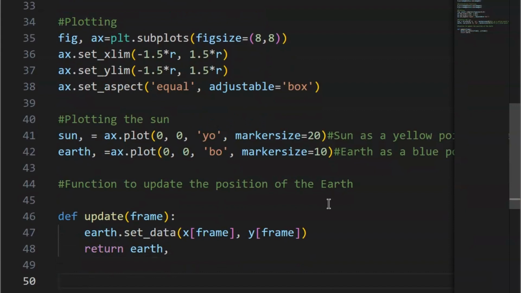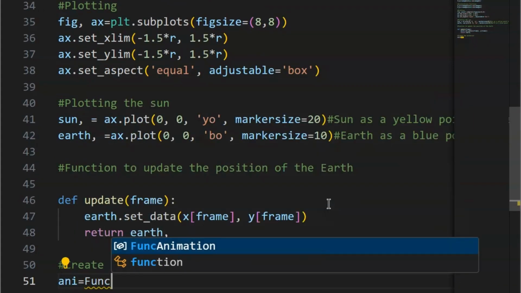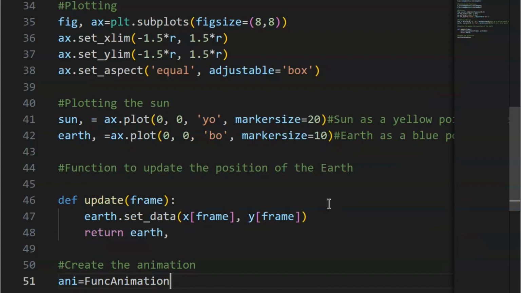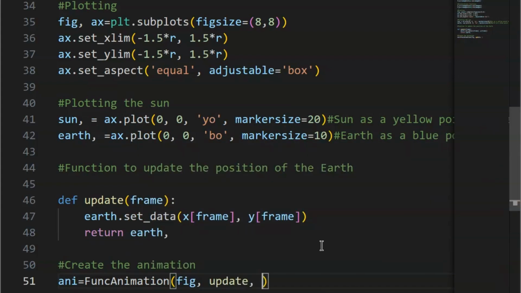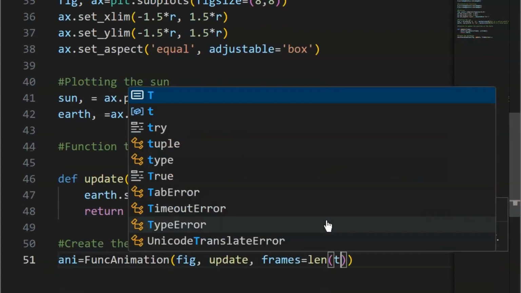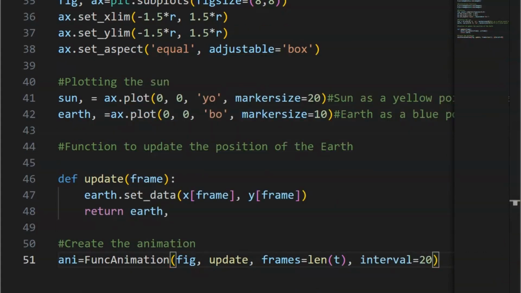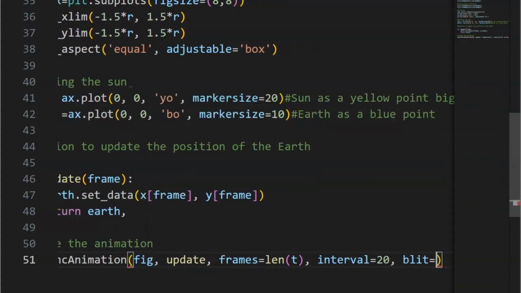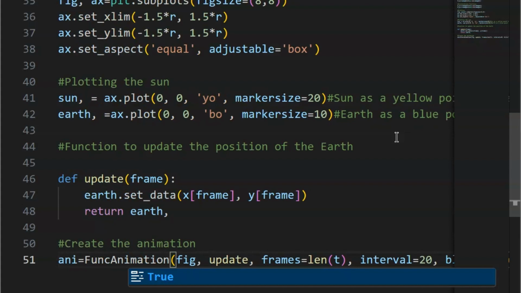Next up, we want to create the animation, and it's not going to be very hard. All you have to do is func animation. We are going to be using this module that we imported earlier. Fig, update, because we want to be updating it. Frames is equal to len t. Interval is equal to 20, and blit is equal to 2. Perfect. This is almost it.